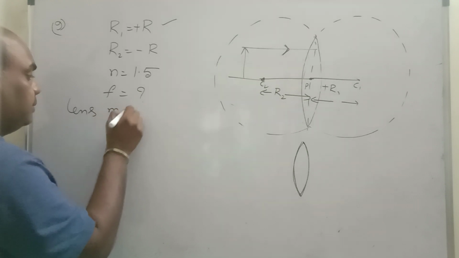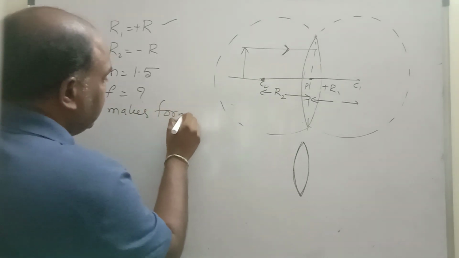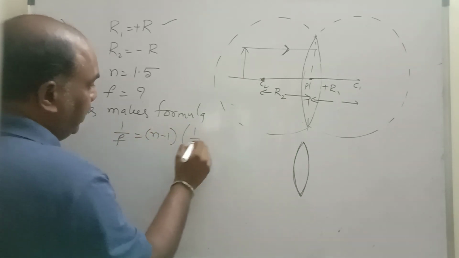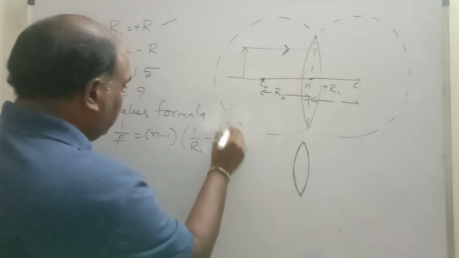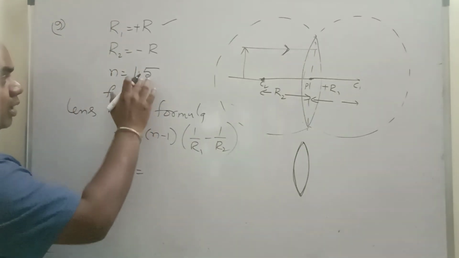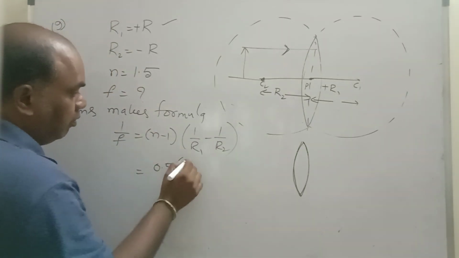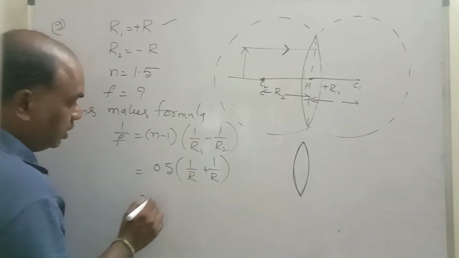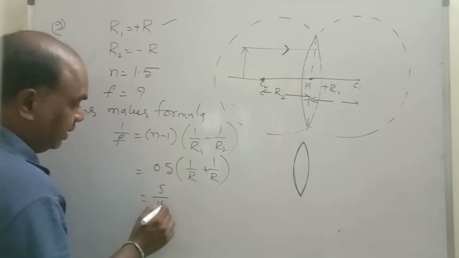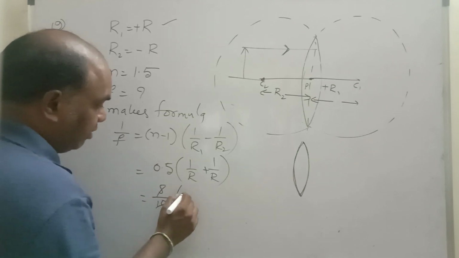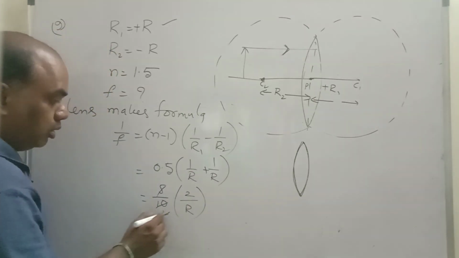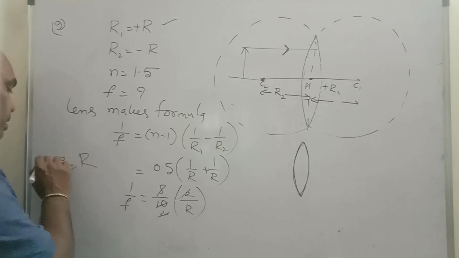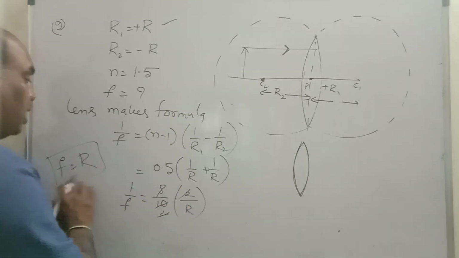Lens maker's formula. What is the lens maker's formula, children? 1 by f is equal to (n minus 1) into (1 by r1 minus 1 by r2). 1 by f equals n minus 1, 1.5 minus 1, that is 0.5, times 1 by r, minus of minus 1 by r, that is plus 1 by r. So 0.5 is 5 by 10, that is 1 by 2. 1 by r means r is the LCM, the numerator you have to add, 2. 1 by f is equal to 1 by r, which means f is equal to r. Reciprocal.